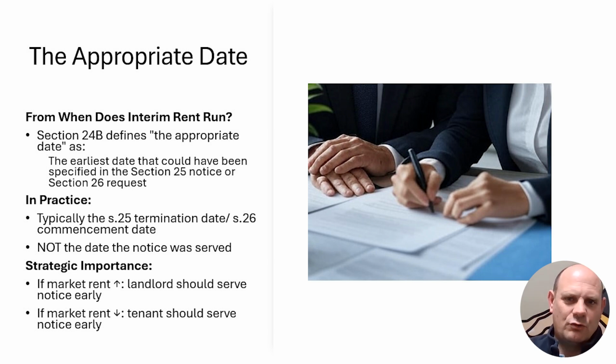Conversely, if the market rent has decreased, a tenant has an incentive to serve a Section 26 request early for the same reasons. The Act now provides two different approaches to determining interim rent, depending on whether a new tenancy is actually granted. Section 24C applies where the landlord does not oppose the renewal and a new tenancy is granted, whereas Section 24D applies where the landlord opposes renewal or where Section 24C doesn't apply for other reasons. So let's now examine each of those in turn.